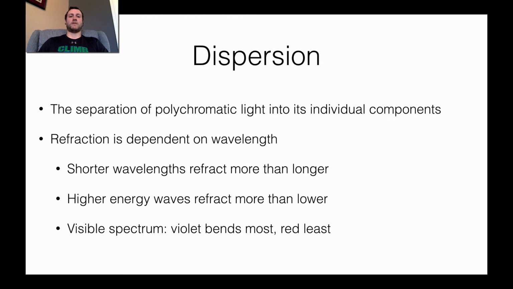That's why when we look at our visible spectrum here, and when you look at a rainbow, you have red on the outside, violet on the inside. Think about the electromagnetic spectrum here. The violet has the highest energy, the shortest wavelength of the visible spectrum. Red has the longest wavelength, the lowest energy, so it bends less.